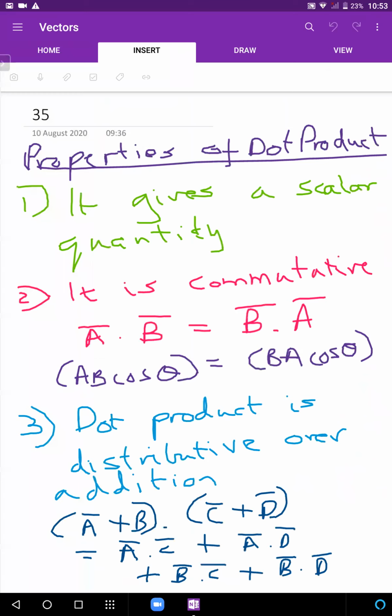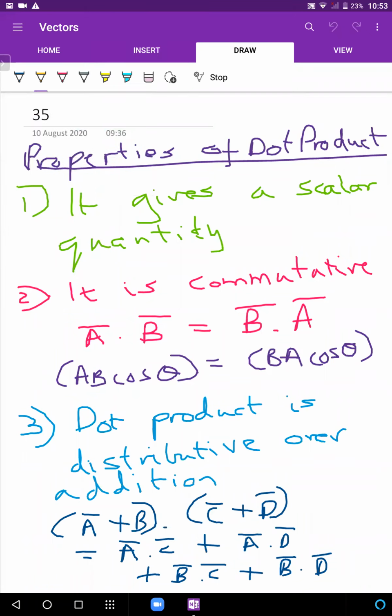Toh properties of dot pe aa jaate hain. Okay, a bunch of properties we'll see and we'll understand dot product through this, and then we'll see its applications. So first and foremost, properties of dot product. You can start writing. The first one is very simple. We've seen this. It gives us a scalar quantity. Dot product always gives a scalar quantity.